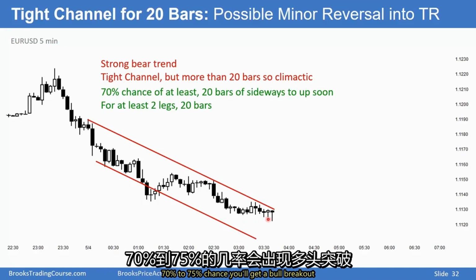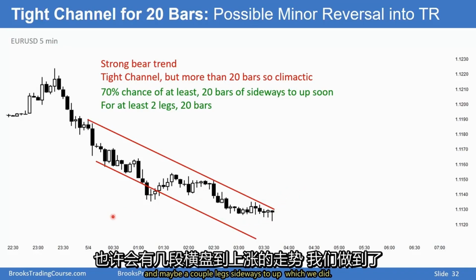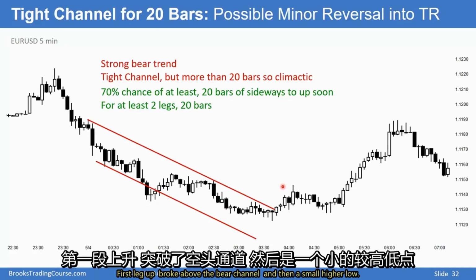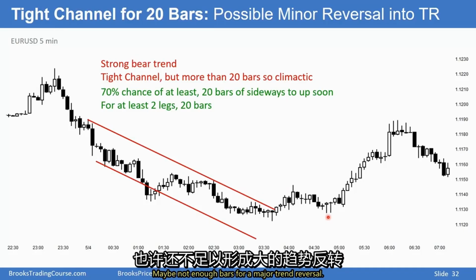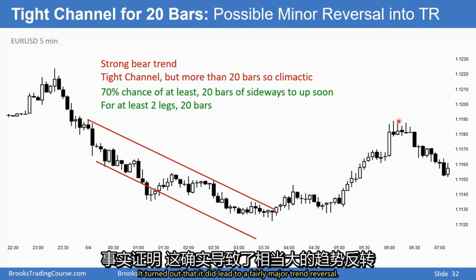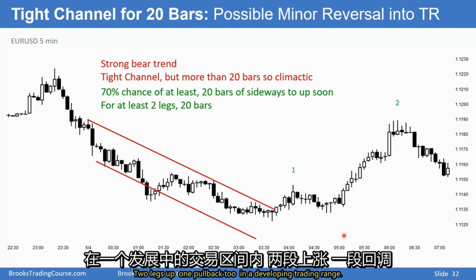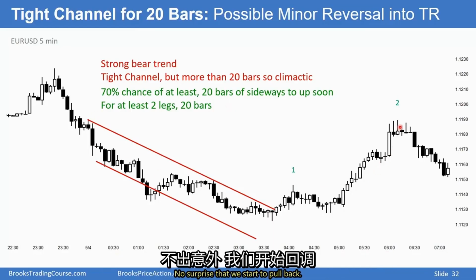70 to 75% chance you'll get a bull breakout, and maybe a couple legs sideways to up, which we did. First leg up, broke above the bear channel, and then a small higher low. Maybe not enough bars for a major trend reversal. It turned out that it did lead to a fairly major trend reversal. 2 legs up, 1 pullback, 2, in a developing trading range. No surprise that we start to pull back.